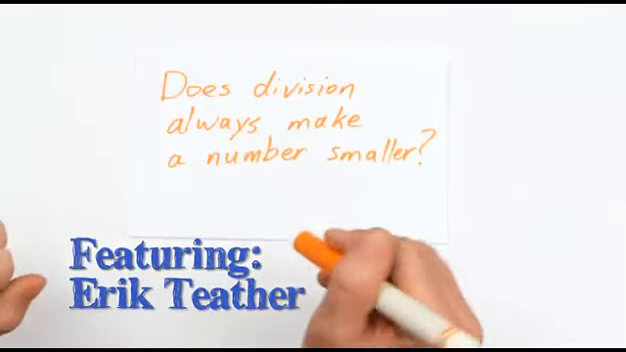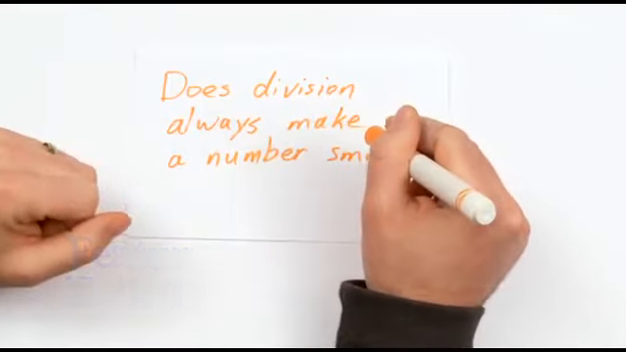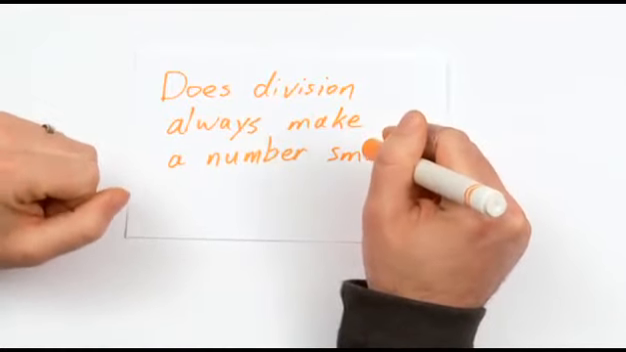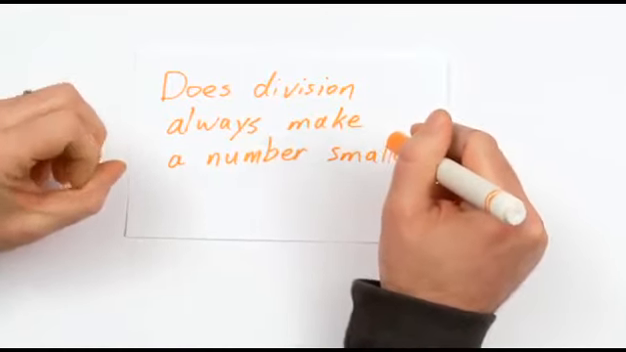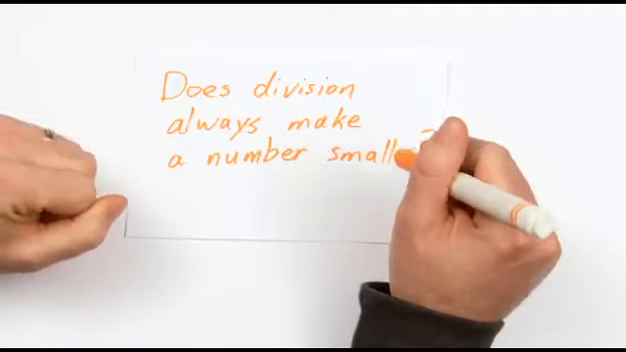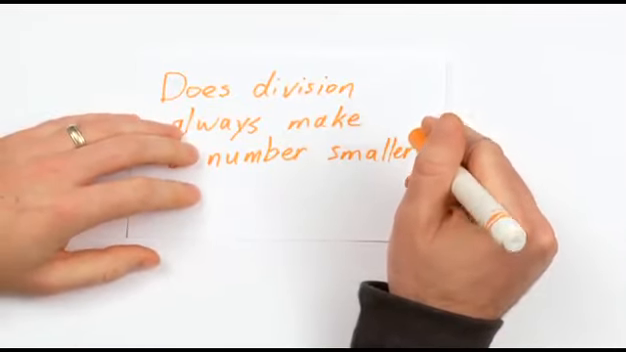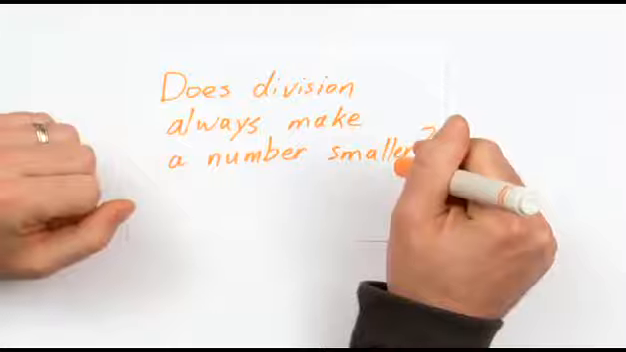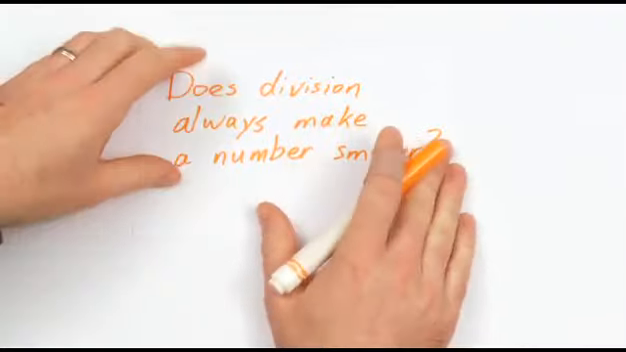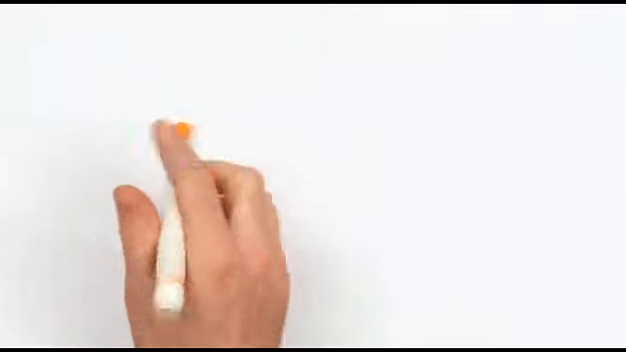Does division always make a number smaller? We know this is true when we divide a whole number by 2, or by 3, or by 4, and so on. But what happens when we divide by a number between 0 and 1? Is the statement still true? Let's do a few questions and see what we discover.